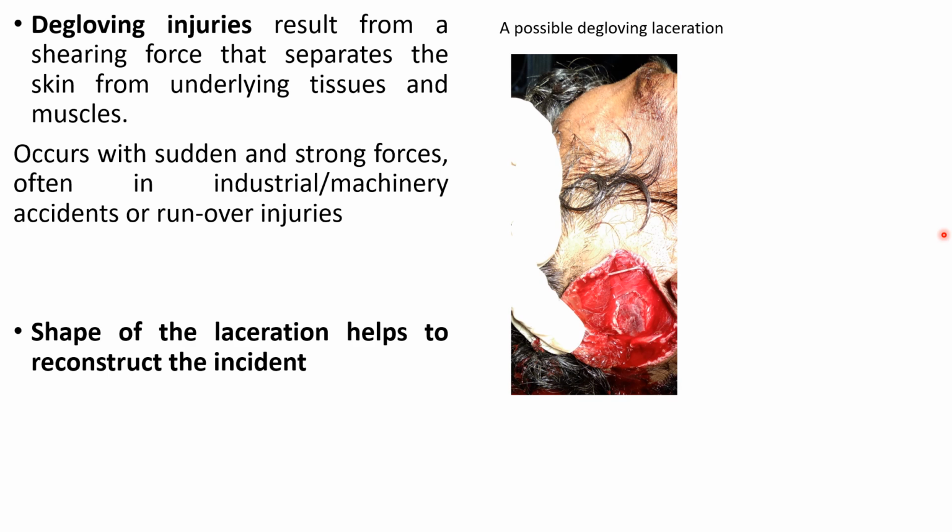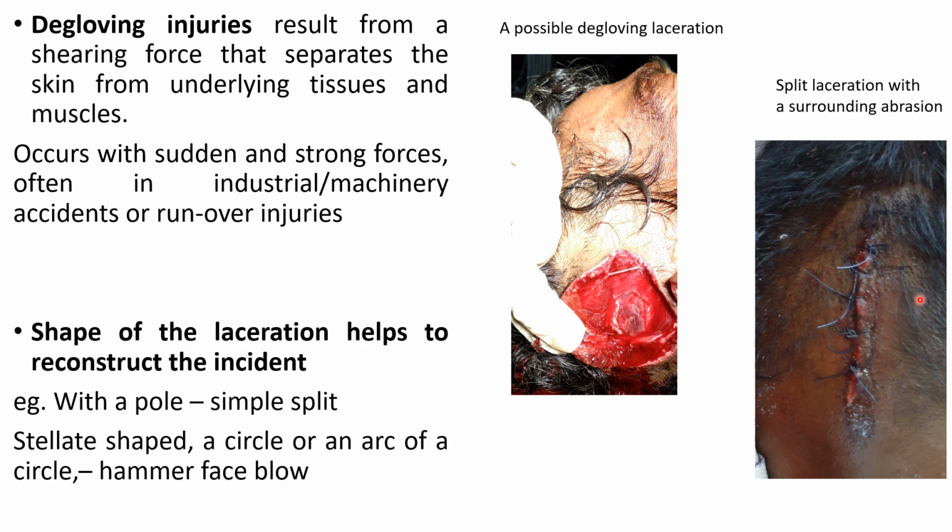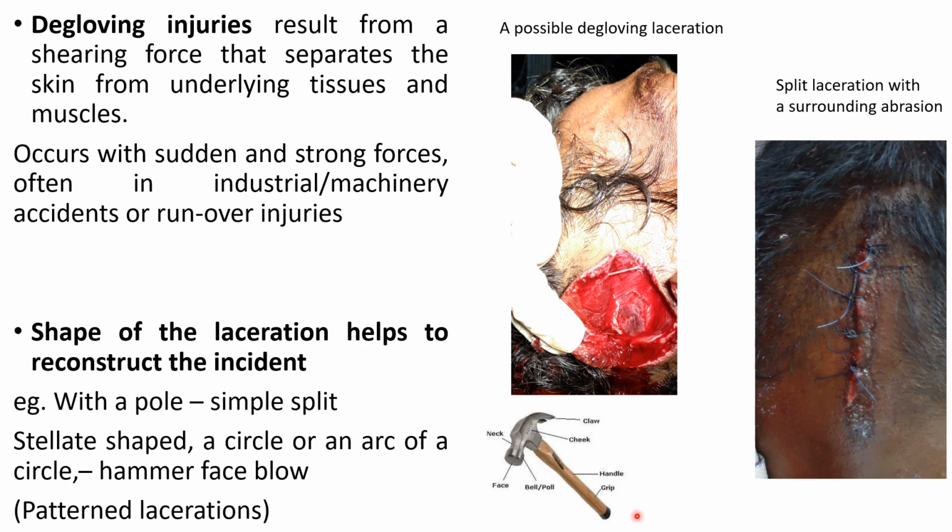And the next type is pattern lacerations. That means by studying the pattern of laceration, you can reconstruct the causative weapon, its shape, etc. Now with a pole, you might get a simple split. As you can see here, an elongated injury which is sutured, but you can see very nice surrounding abrasions. So you can reconstruct. And the next example is when the scalp is assaulted with a hammer face blow, still there may be pattern lacerations in the form of a stellate shaped laceration, or it could be a circle or maybe just an arc, as you can understand here. So it helps to reconstruct the causative weapon, and also sometimes the incident that happened.